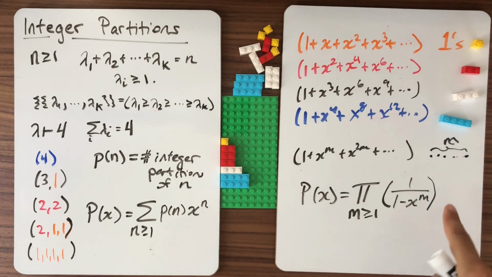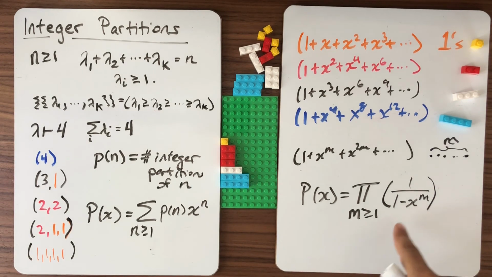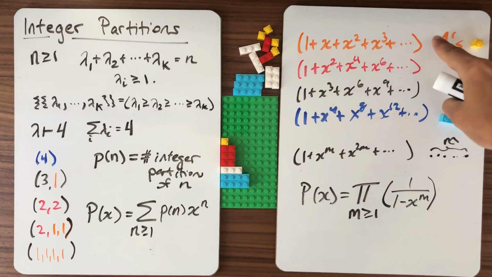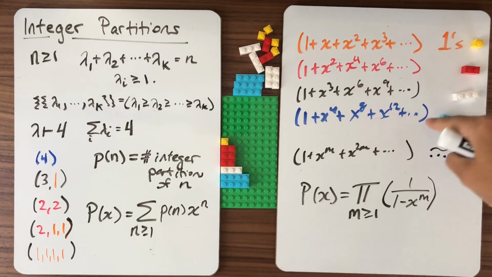So I can think of it as each of these terms here is telling me which numbers I get to choose. I get to choose how many 1s, how many 2s, how many 3s, how many 4s, how many m's in general. And that's going to give me the closed form for the generating function.